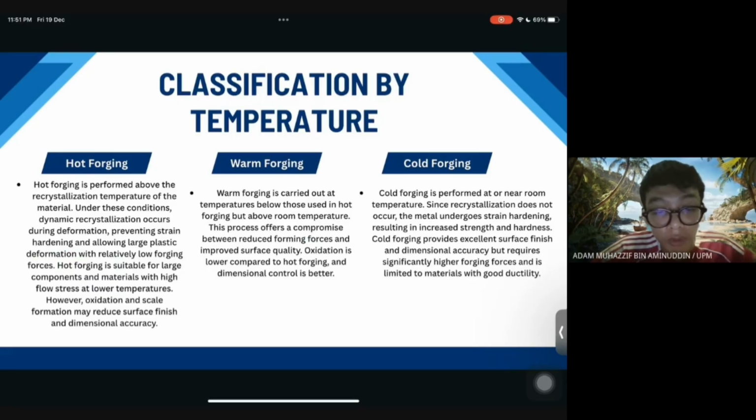Cold forging is performed at or near room temperature. Since recrystallization does not occur, the metal undergoes strain hardening, which increases strength and hardness. Cold forging produces excellent surface finish and dimensional accuracy, but it requires very high forging forces and is limited to materials with good ductility.